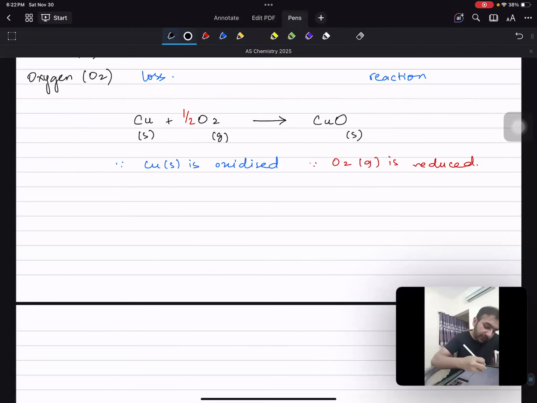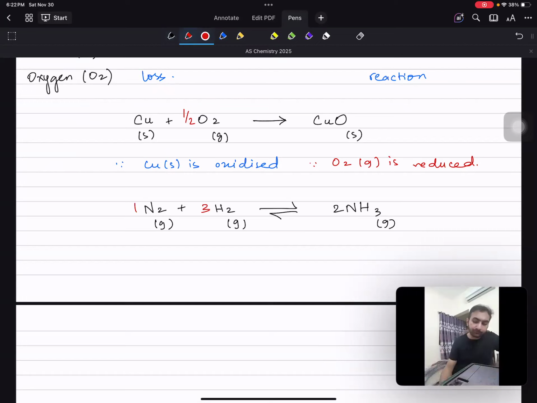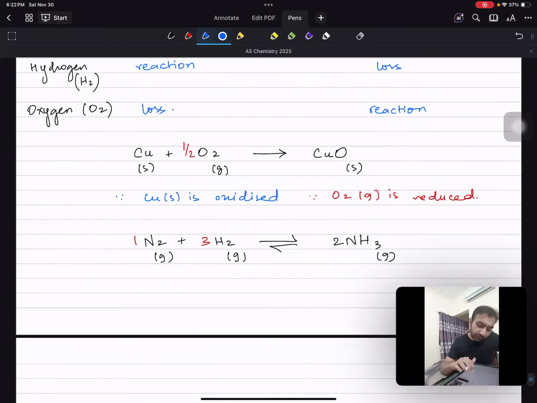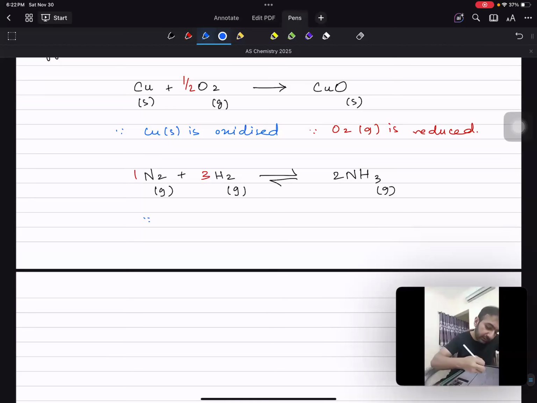Another example we have is, let's suppose nitrogen reacted with hydrogen, both were gases, and they eventually make 2 moles of ammonia gas. This was 3 mole, this was 1 mole. So nitrogen is reacting with hydrogen, so going back to my notes, reaction with hydrogen is reduction. So in this case, nitrogen gas is reduced. And obviously, if nitrogen gas is reduced, the other element, which is hydrogen, must have been oxidized.